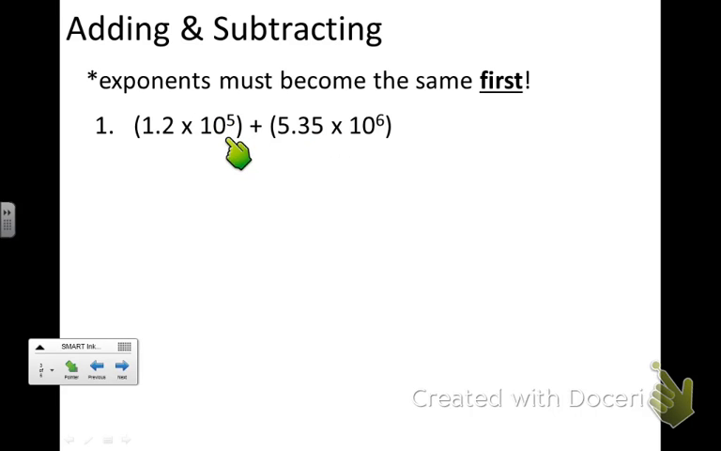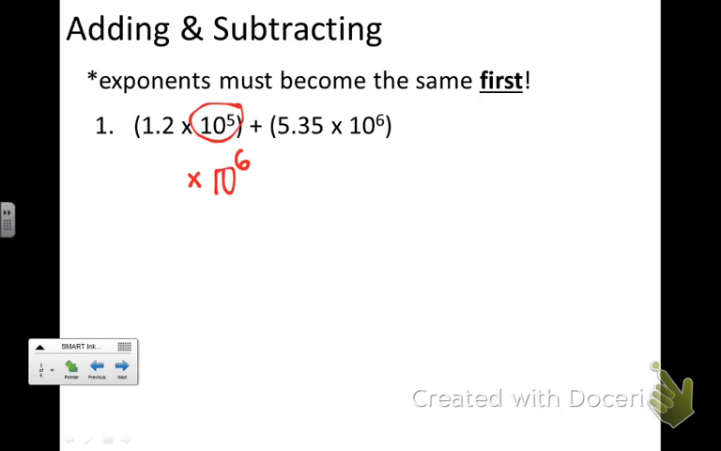All right, so the exponents need to become the same. Obviously 10 to the 5th and 10 to the 6th are not the same. So you tell me, do you want to change 5 to 6 or 6 to 5? 5 to 6? Okay, so Andrew says 5 to 6. That means I'm going to take this 10 to the 5th power and change it to times 10 to the 6th power.